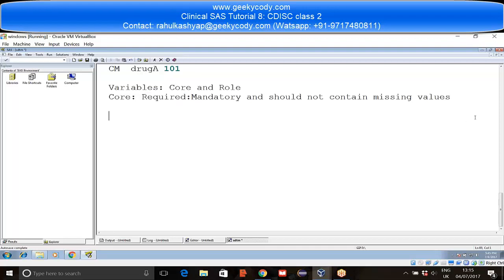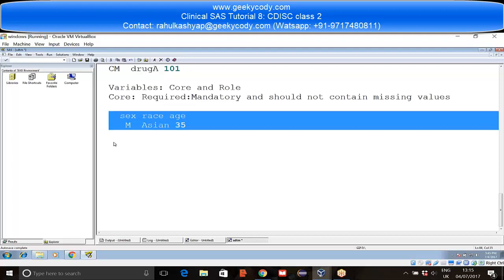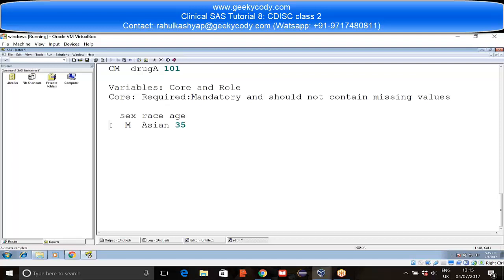Let's take an example here. Suppose you take subject ID, unique subject ID, sex, race, age, something like this. Here 101, male, Asian, 35. Now just think, without unique subject ID, will it make any sense? Without subject ID, if you send this information, whose information is this? How do you know that?